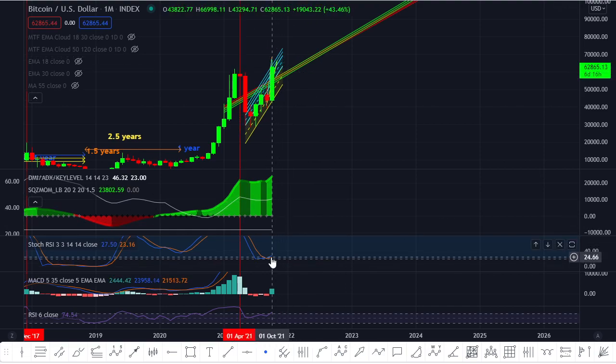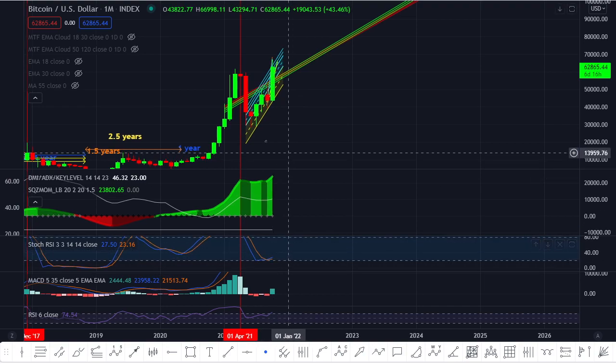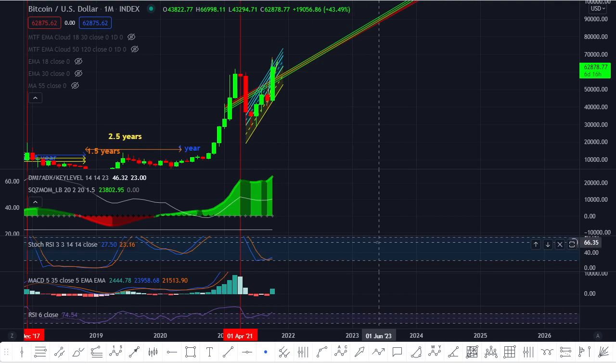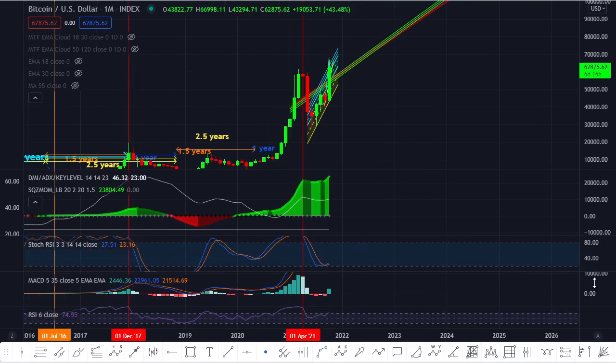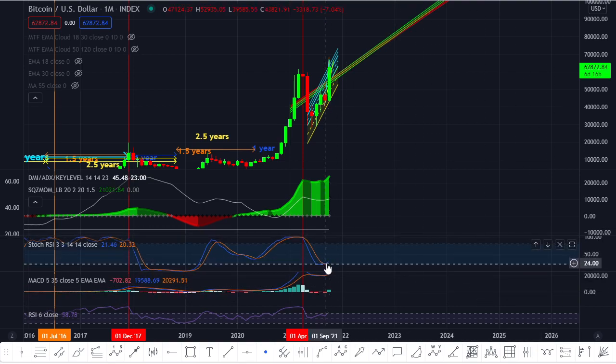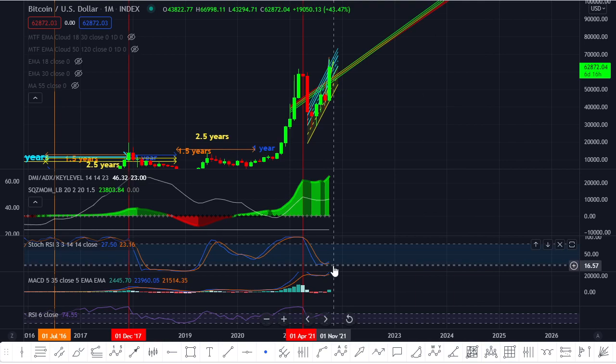For now, your stochastic RSI is still above that 20 region, even though you have your bearish divergence on the monthly, on the volume, on the MACD as well. You're still not in a worrying position yet. You will be if you start to see the stochastic close below that 0.2 region, or that 20 level region.